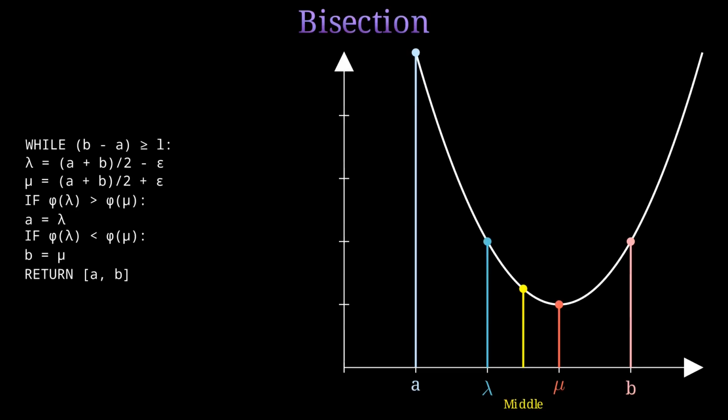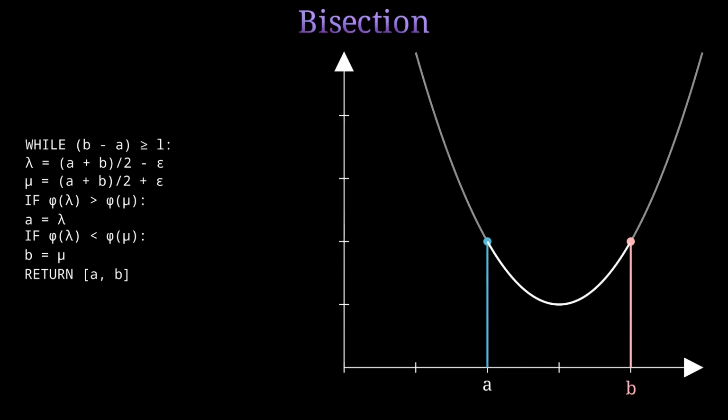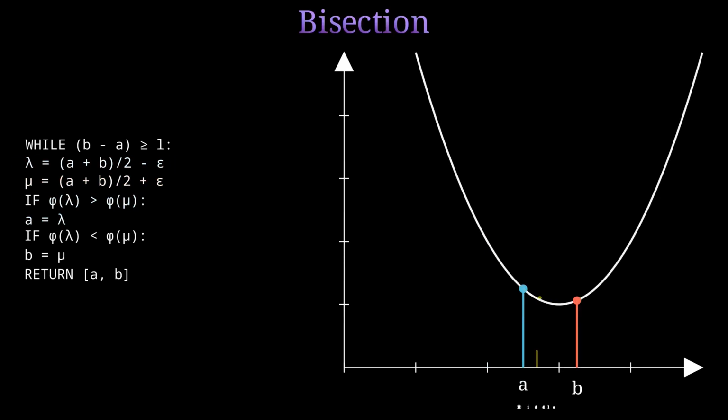Next, we compare the two values. The idea is simple. We discard the side of the interval where the function is larger because the minimum is more likely to be on the other side. So we update the bound of the interval by moving the edge corresponding to that large value inward, effectively shrinking the interval and getting closer to the minimum. We keep repeating this iteration until we reach the desired precision.